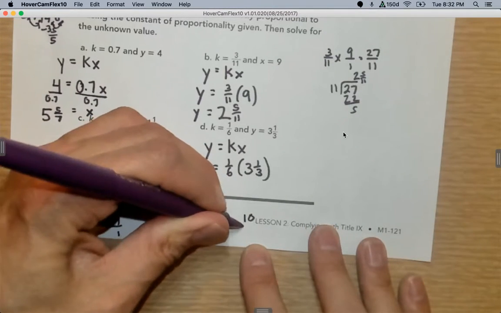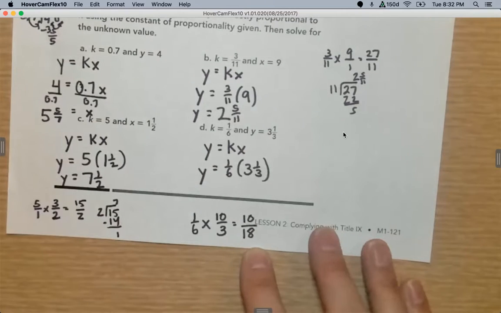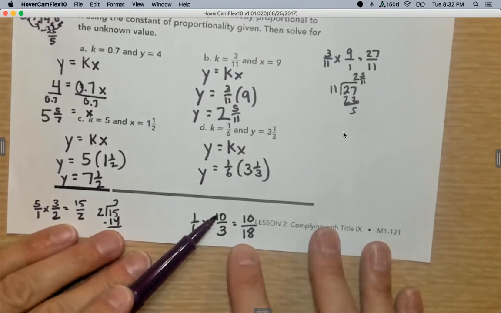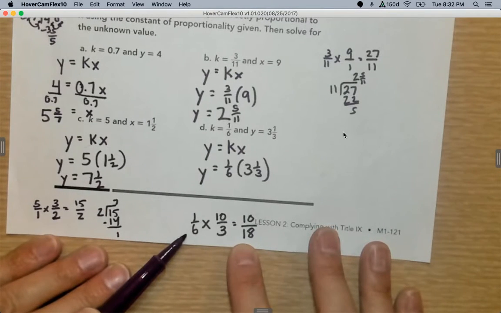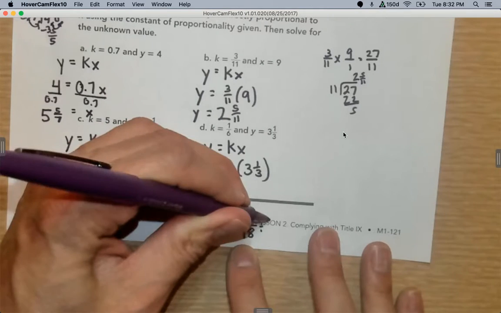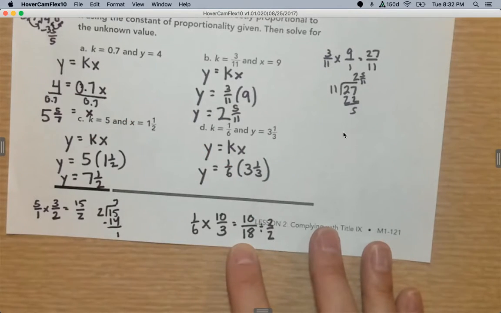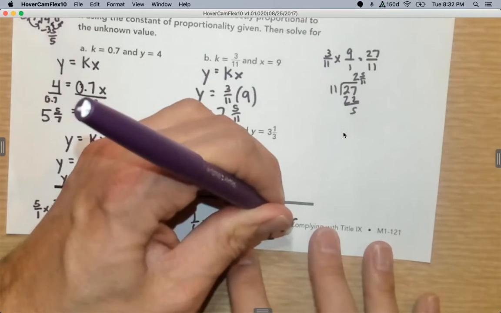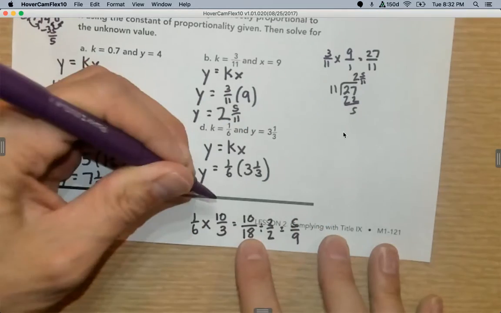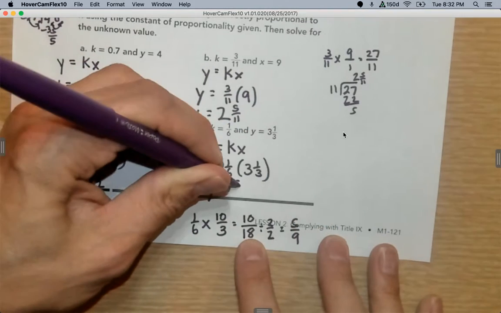Denominator times denominator is the new denominator. Ooh, I could have reduced it first. 10 and 6 have a common factor of 2. So I should divide both of these by 2 over 2, which is a fractional form of 1, which gives me 5/9. So y here is equal to 5/9. All right.